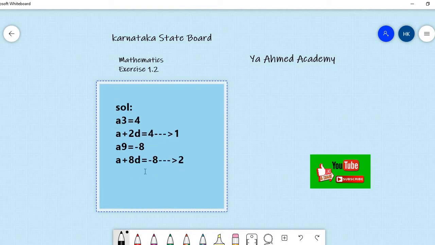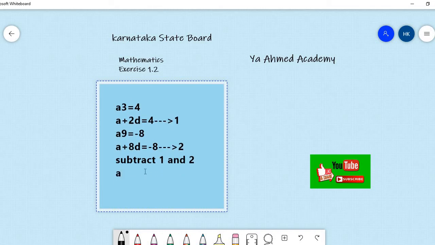Now the next step is to subtract both the equations. First step is to write down the given values. Second step, frame the equations from the given values. Then the third step is to subtract both the equations and write all the steps carefully. Subtract equation 1 from 2.